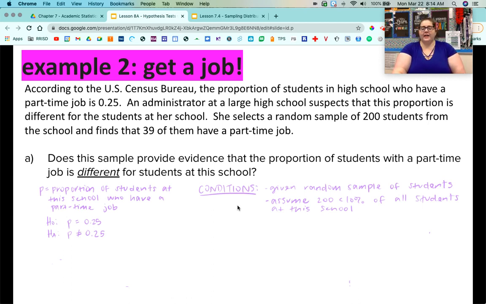And then our third is checking the np and nq. Remember, P in our hypothesis test, we are using the null hypothesis 0.25 as P because that is what we are assuming to be true. So np would be 200 times 0.25, which is 50. And then nq would be 200 times 0.75, which is 150. Both of those are at least 10, so normality is good. We are allowed to use a normal model to find this probability.